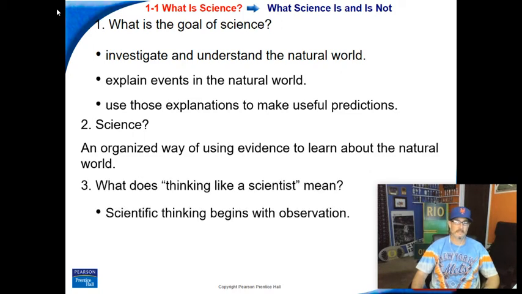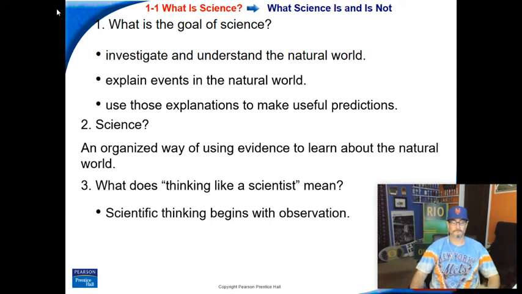And what does thinking like a scientist mean? I am not a scientist. I do have a degree in conservation biology. I do have a minor in geology. I've studied a lot of science, but even though I am not technically a scientist, I do think like a scientist, and that gives me advantages in my daily life.